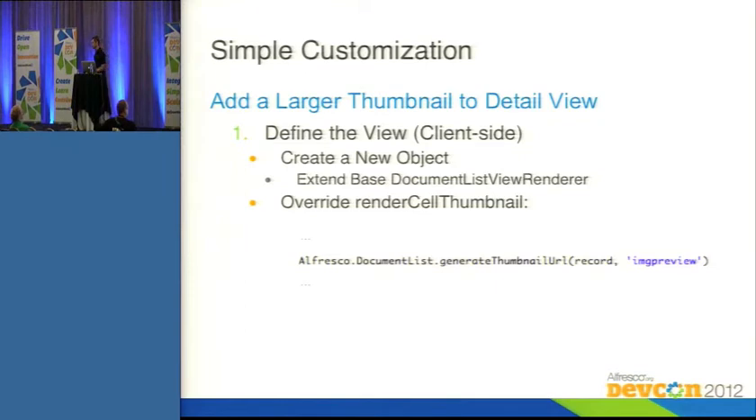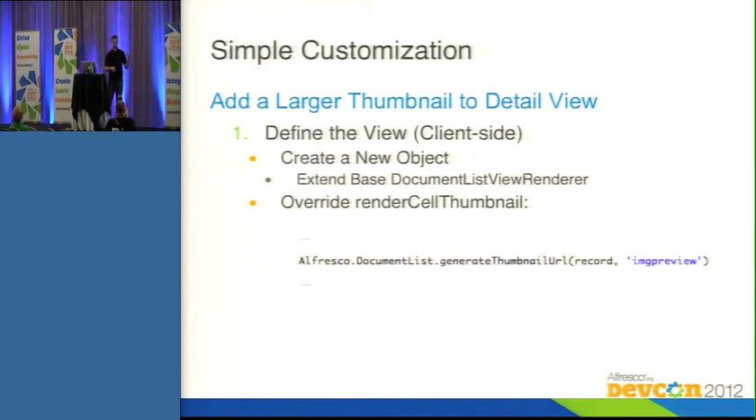So we're going to extend that base class. We still want to override this render cell thumbnail method. That's the point of our customization. We need more thumbnail. So this isn't the entire render cell thumbnail method, but the main piece that's changed here is that when we make this call to generate thumbnail URL, we're going to be requesting the image preview thumbnail definition rather than the default of doclib thumbnail definition.